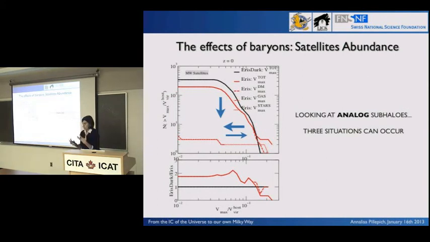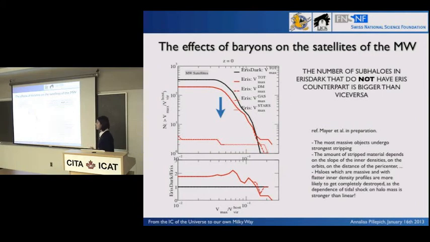And I'm going to propose a discussion that is, for the moment, only qualitative, just to understand. The ways you can start from a function like this to a function like that, when you put baryons, are multiple. First of all, you can either kill objects, or you can modify the variable. So you can really change the abundance, or you can simply shift the variable to the left or to the right. You can do both, right? So my guess is that everything happens, and that's why it's so complicated to analyze this kind of thing.